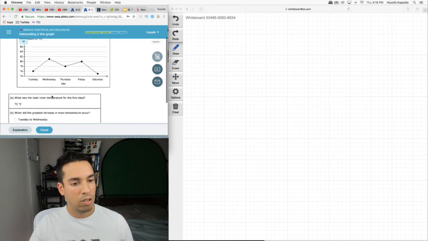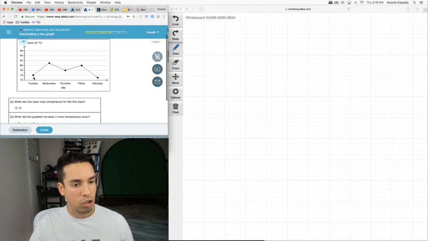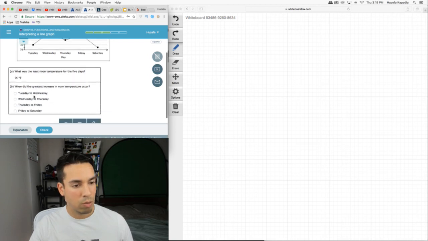And then when did the greatest increase occur? Now this is a little trickier, but I'm guessing it's from here to here. This is going up. This is a decrease, increase, decrease. This is a bigger increase than this. So from Tuesday to Wednesday.